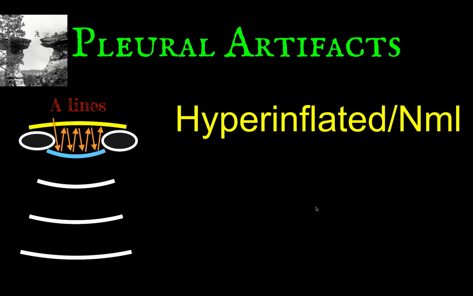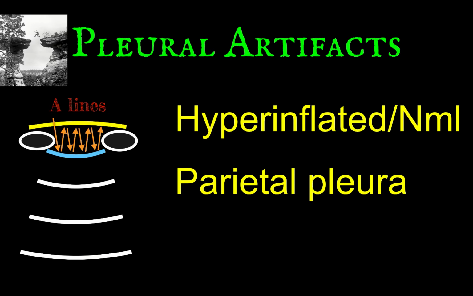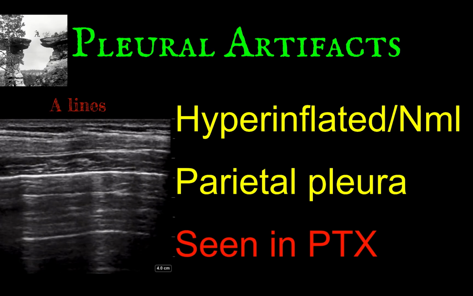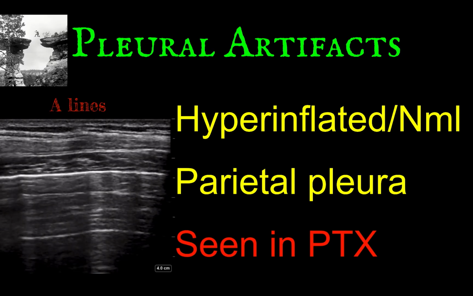This artifact, unfortunately, arises only from the parietal pleura, and so tells you nothing about whether the two layers are touching, so it can be seen in pneumothorax as well. Here's a good example showing A lines persisting at the lung point on both sides of the lung point. So on the left is the lung point here, and on the right is an area of no sliding.